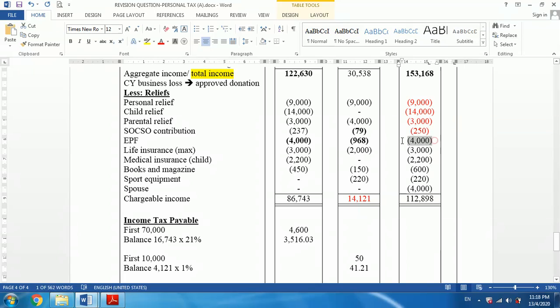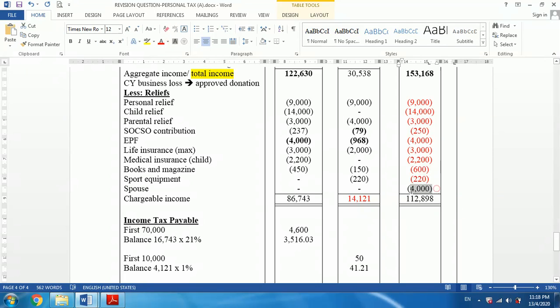EPF you can combine, but again the maximum is only 4,000. Life insurance you can combine, but the maximum is only 3K. Medical insurance for your child, you can take all, the maximum is 3K. And the books and magazines, this one I'm going to take all. This will be under lifestyle. You can combine it.